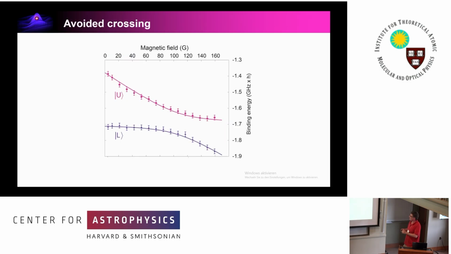The first thing that we did was, of course, a little bit of spectroscopy. So this is this avoided crossing: magnetic field, binding energy, at 100 Gauss or so. This is where we have this crossing. So now we have an upper branch and we have a lower branch. Let's see how we can populate these branches.